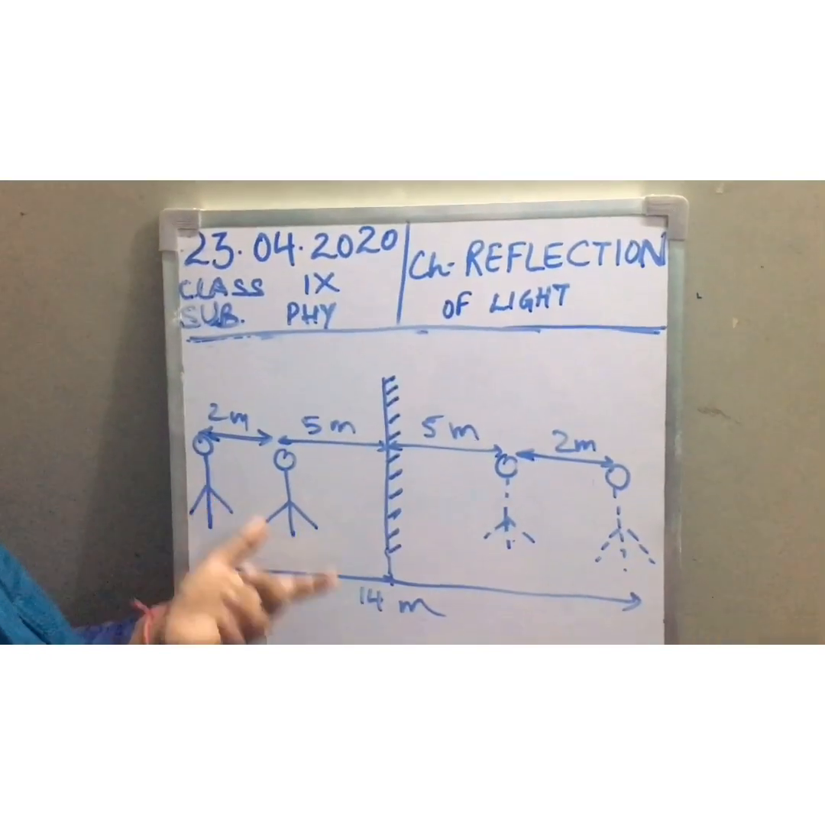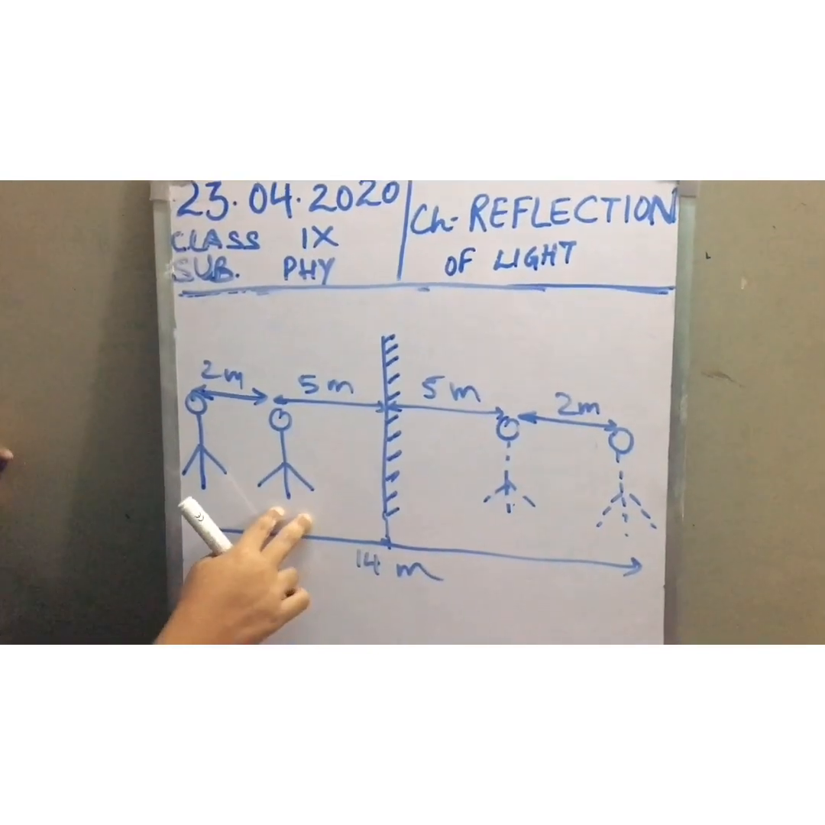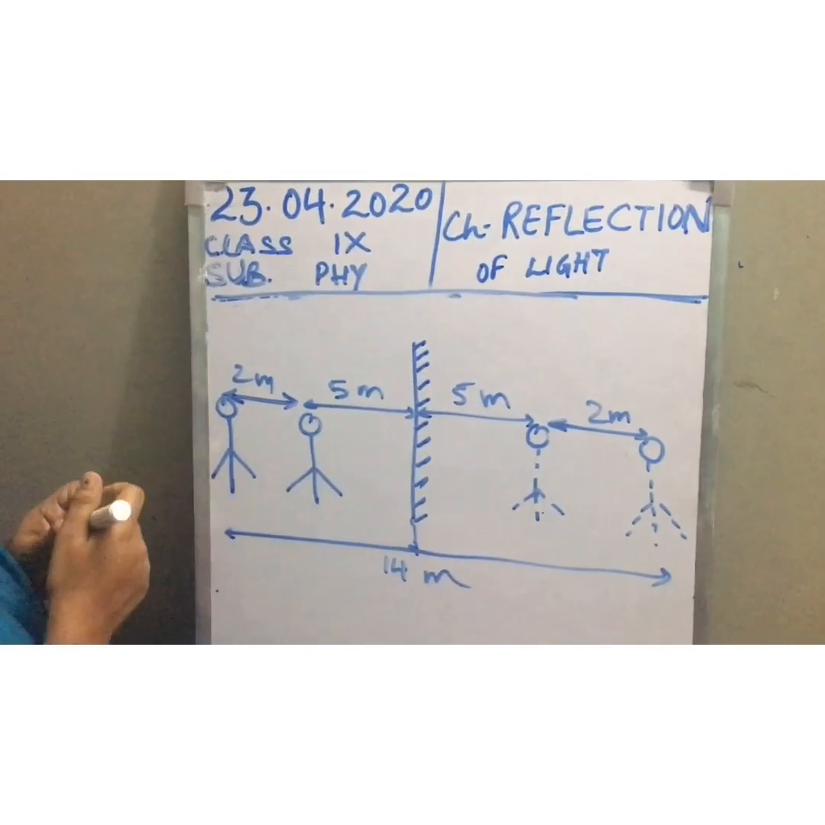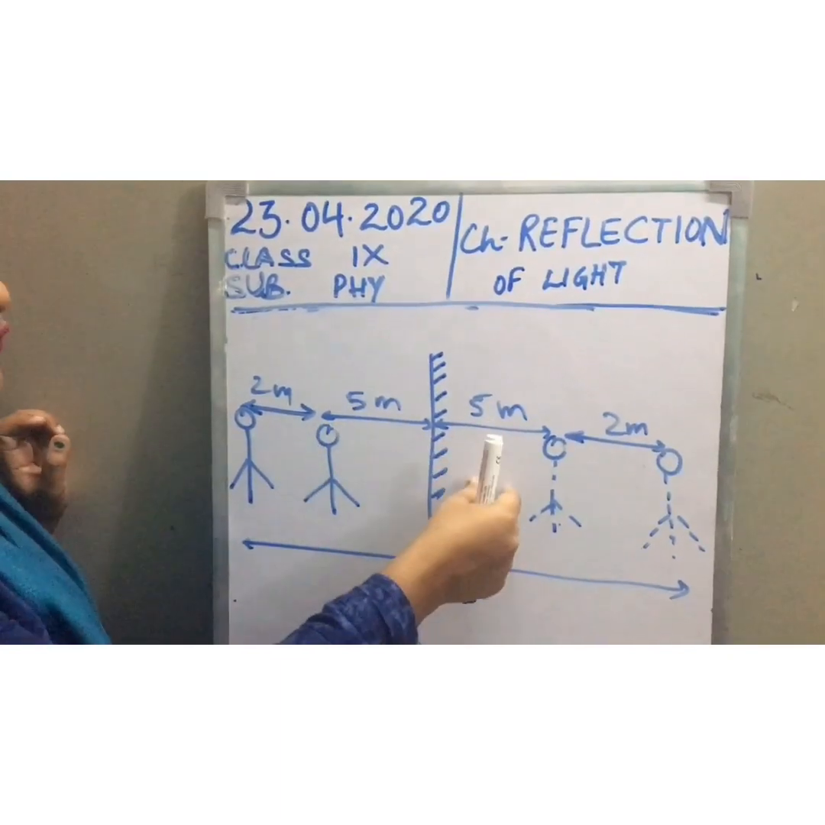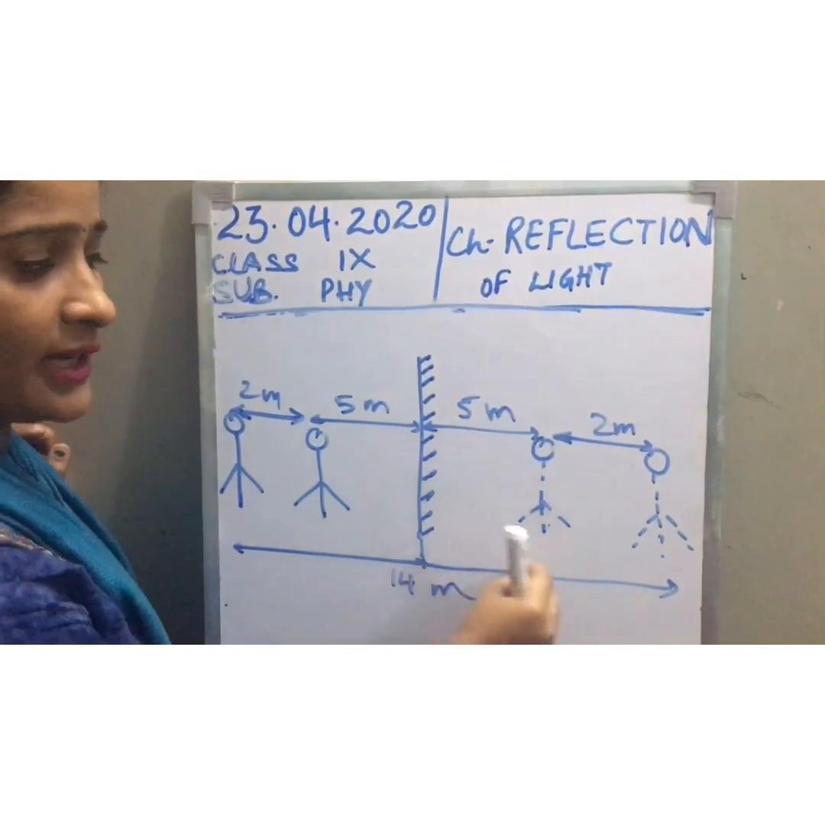Now children, I'll give you one example. For example, this is a plane mirror, and in front of the plane mirror a boy is standing at a distance of 5 meters. If he is standing at a distance of 5 meters, then where is the image formed behind the mirror? Yes, 5 meters behind the plane mirror you will get an image.